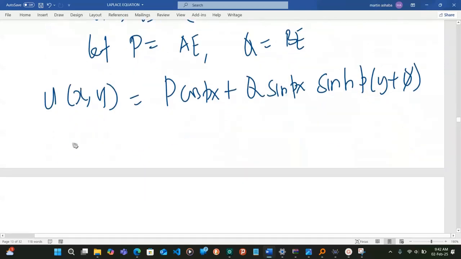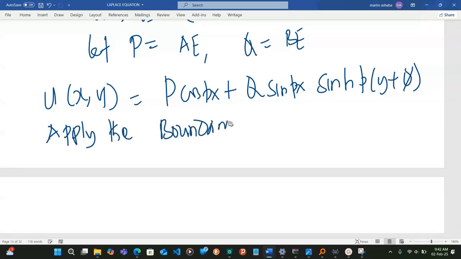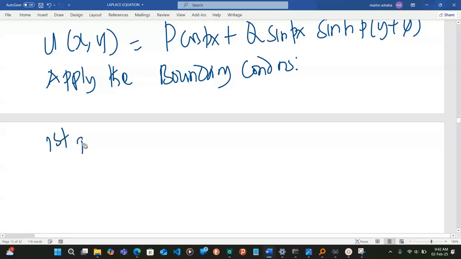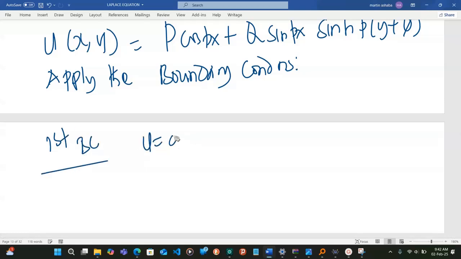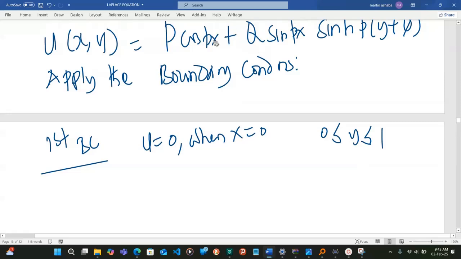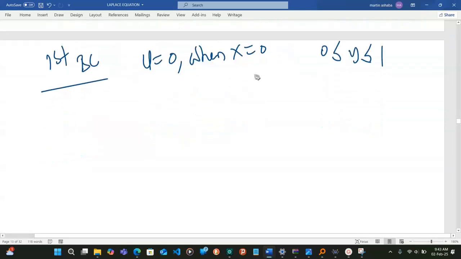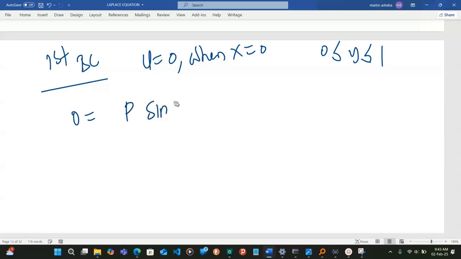Now I start to apply the boundary conditions. So let's apply the boundary conditions. The first boundary condition, we are told that u is equal to 0 when x is equal to 0, and this is for values of y between 0 and 1. So when we apply 0 here, we'll have sin 0 giving us 0. We'll have P cos 0 giving us P. So I will find that we are going to have 0 is equal to P times the hyperbolic sine of py plus phi.